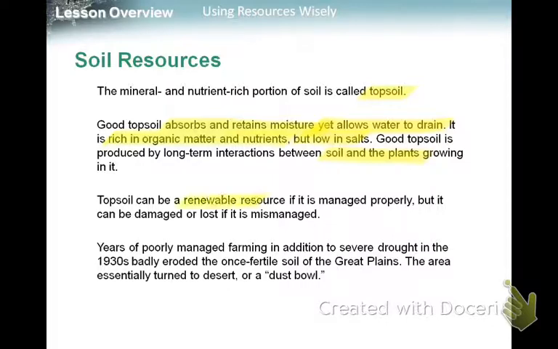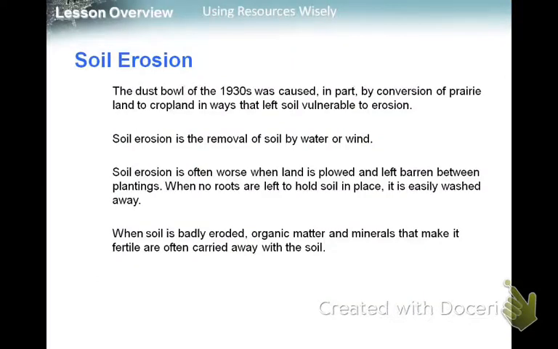It can be renewable if it's managed properly, but it can be damaged or lost. Poorly managed farming and drought in the 1930s in the plains led to the Dust Bowl. So what happened was farmers converted prairie to cropland, and the soil was vulnerable to erosion. Erosion is worse when land is plowed and left barren between plantings. When there's no roots, it's easily washed away. Organic matter and materials that make it fertile are often carried away with the soil.